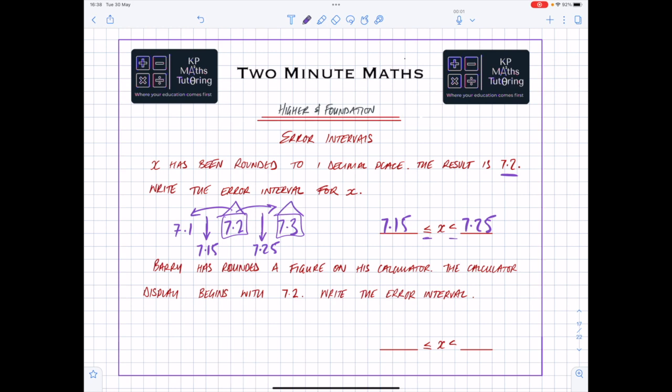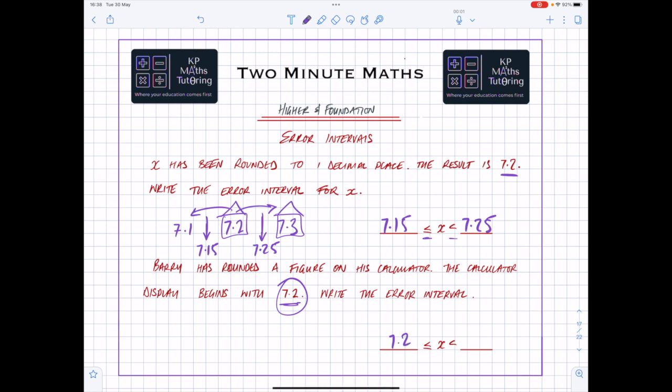If you're on the higher tier, talking about bounds and you want to pick up a mark, that's the first thing to do. The next thing is slightly different. It says Barry has rounded a figure on his calculator. The calculator display begins with 7.2. So in this instance, 7.2 is what the calculator begins with, which means this now is your lower bound.